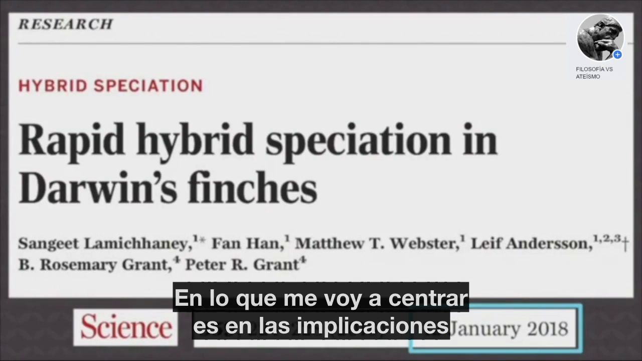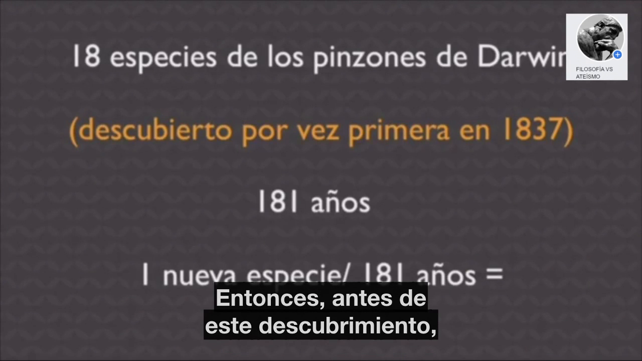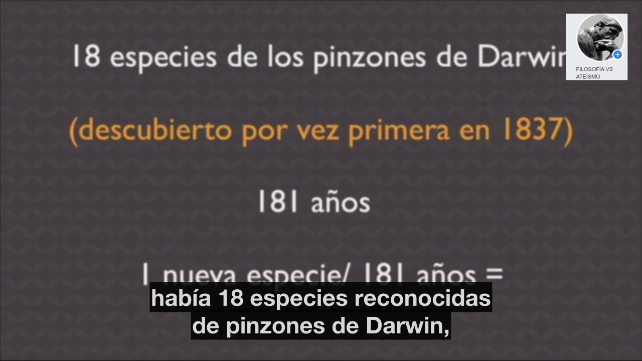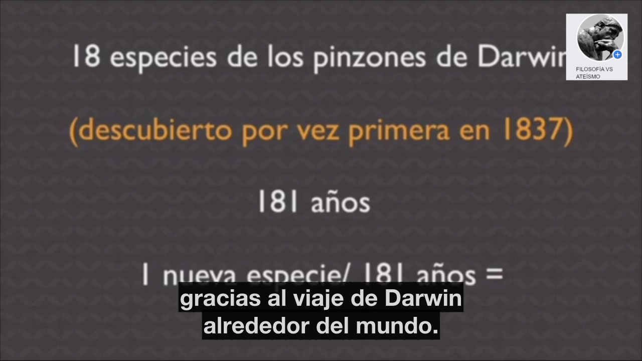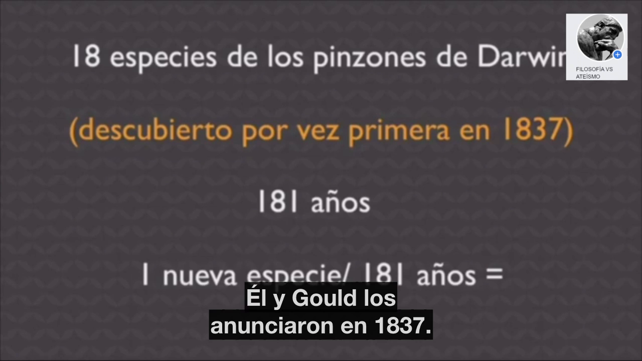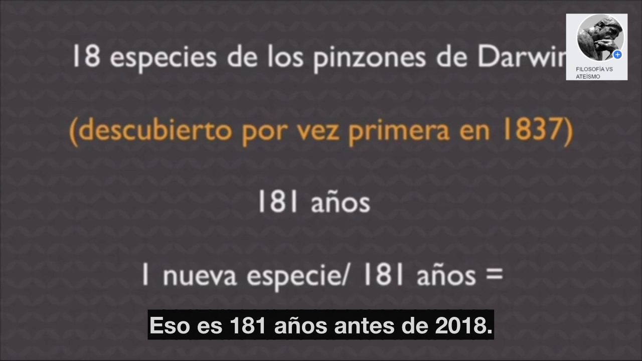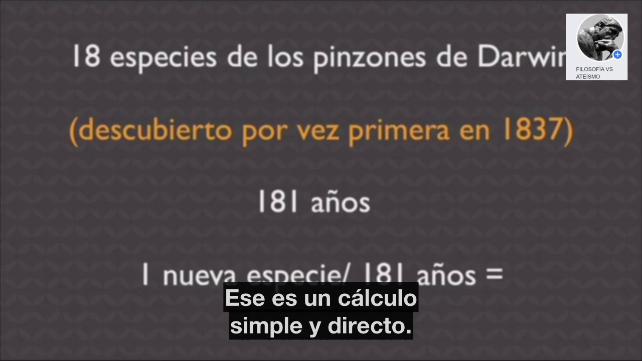What I want to focus on is the implications for the rate at which species form. Before this discovery, based on a 2015 paper in Nature, there were 18 recognized species of Darwin's finches. They were announced to the scientific community thanks to Darwin's voyage around the globe. He and Gould announced them in 1837, hence they bear his name. That's 181 years before 2018. So in the Galapagos that's about 1 new species every 181 years. That's a simple, straightforward calculation.